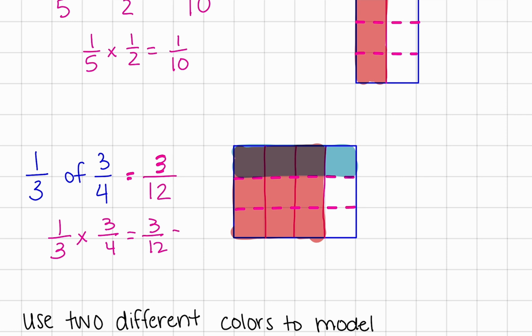And we can simplify this down because 3 and 12 are multiples of 3. So 3 divided by 3 is 1, 12 divided by 3 is 4. Okay.